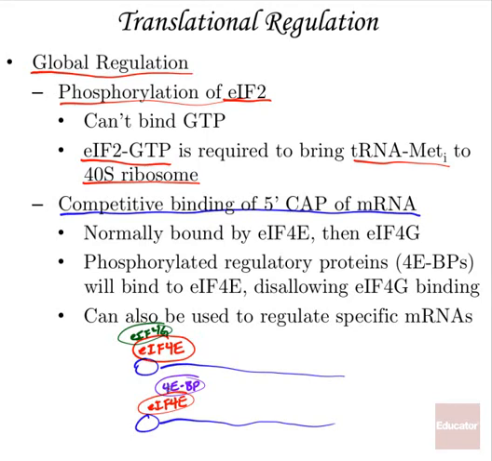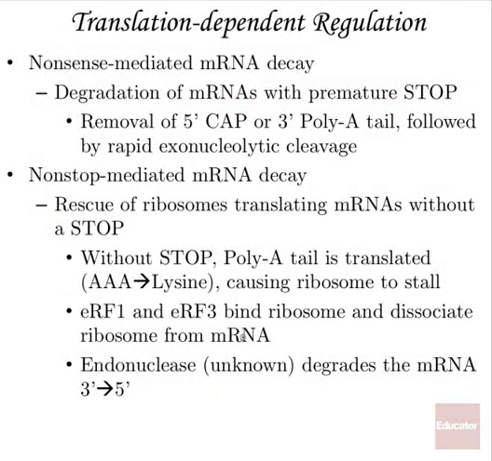So this can also be used to regulate specific mRNAs, but in general, if you affect the binding of initiation factors for translation to the actual mRNA, you can affect all mRNAs that are undergoing translation. So now we can talk about a couple different ways of translational regulation, and this is what's called translation-dependent regulation. This is when translation has already started and it is in the elongation phase.